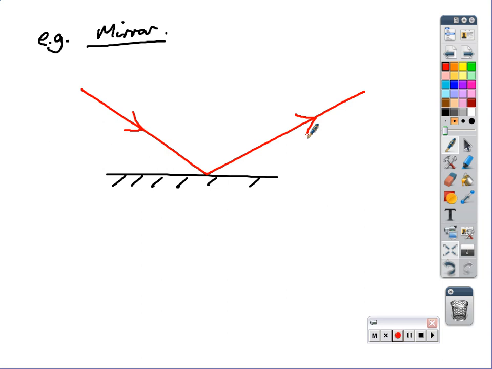So our two rules for the normal line are, it must be at right angles to the surface and at the point where the light hits the surface. So our normal line would appear here. That is at the point where the light hits the surface and at right angles to the surface. This would be our normal. Okay? That's important. That's our normal line.